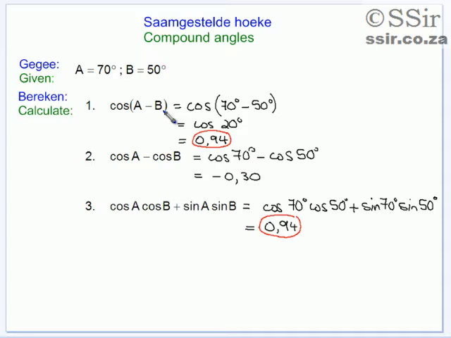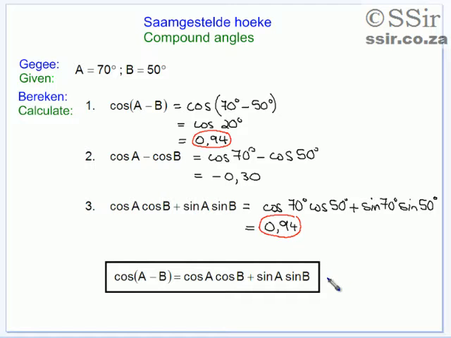We're talking about compound angles because this angle is compounded, made up of two angles, A and B, and there is a calculation between them. In this case, subtraction. Never think that this means cos of A multiplied with negative cos of B. That was number 2. You can see the answer is totally different.